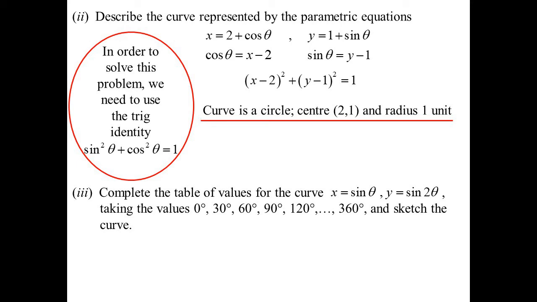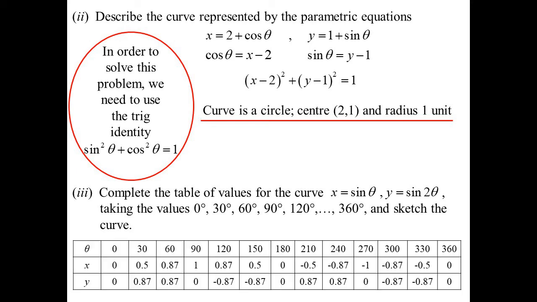x is sine theta, y is sine 2 theta, and we're going to use the, well, multiples of 30 basically, isn't it? So there it is, I've already filled it out. Going from 0 up to 360, there's all our x and y values. Let's plot them. There's the easy one. Then I'll keep going. There's the next one. And the next one. All right.